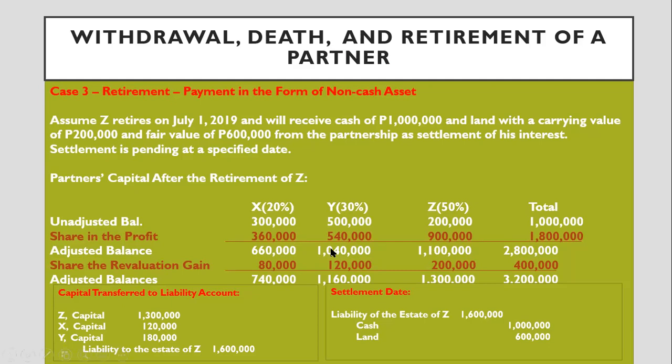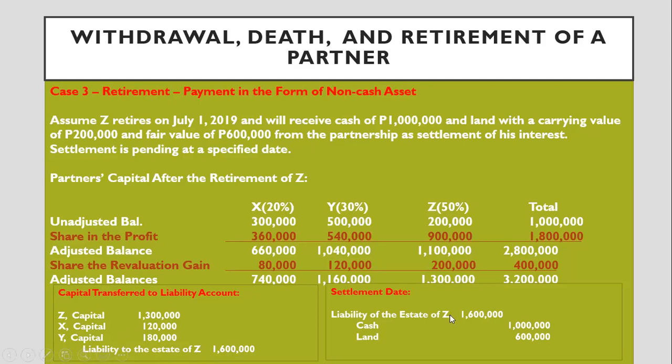So we'll have the same problem, but the difference is the capital of Z will be transferred to a liability account. So this is what happened. A debit to Z capital 1,300,000, X capital 120,000, Y capital 180,000. We don't pay cash or land yet, but it is pending. So we need to credit liability to the estate of Z, a total of 1,600,000.